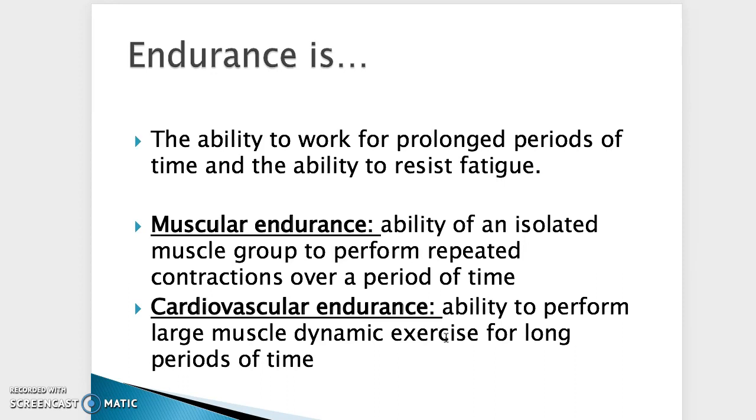Next term we'll go over is endurance. So the ability to work for prolonged periods of time and the ability to resist fatigue is a more general definition of endurance. But you have specific types of endurance. So you have muscular endurance, the ability of an isolated muscle group to perform repeated contractions over a period of time. You also have cardiovascular endurance, the ability to perform large muscle dynamic exercise for long periods of time. If the plan of care instructs you to work on improving a patient's endurance, you need to know what type of endurance the plan is referring to, as these are potentially very different goals.